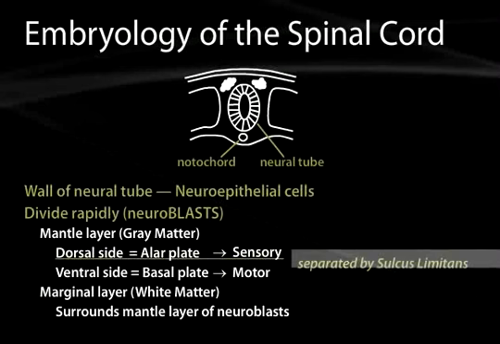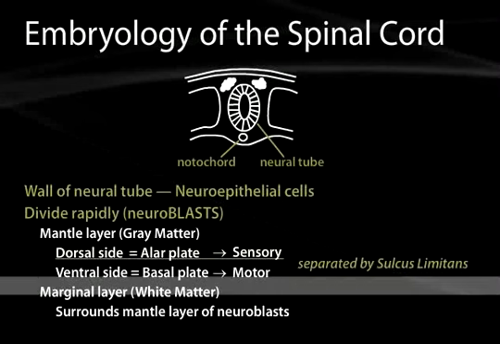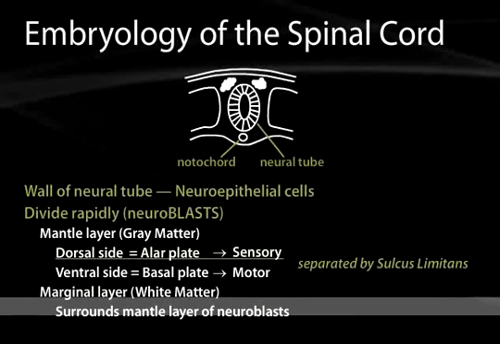The separation between these happens to be called the sulcus limitans. Okay? But the important thing is to remember the back side is sensory, front side, or the ventral side, is motor. So now we've covered that. Well, how are we going to make the white matter that surrounds that butterfly of gray matter? That's called the marginal layer. So that marginal layer will be what surrounds that mantle layer of neuroblasts.